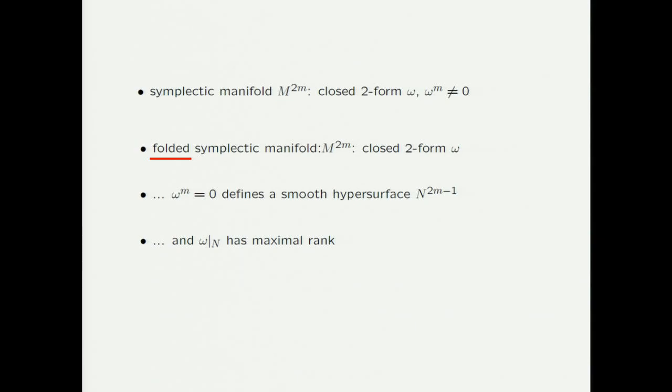More generally, a symplectic manifold has a closed 2-form such that omega to the m is non-vanishing everywhere. Now, there's this notion of a folded symplectic manifold, where you have a closed 2-form where omega to the m, the top exterior power, vanishes on a smooth hypersurface. So it's a non-degenerate vanishing. And you also insist that its restriction as a form to this hypersurface should have maximal rank. It turns out there's a normal form of that. What does it look like? It looks like a two-dimensional fold, plus a symplectic one in some other variables.